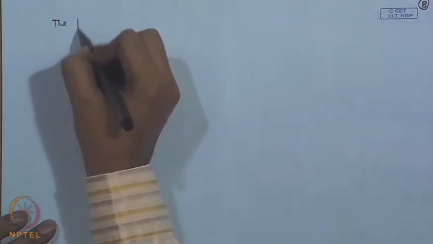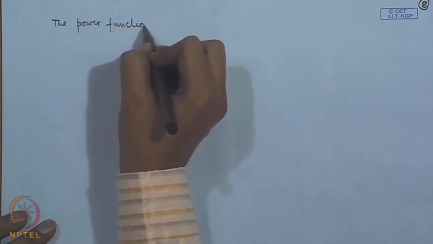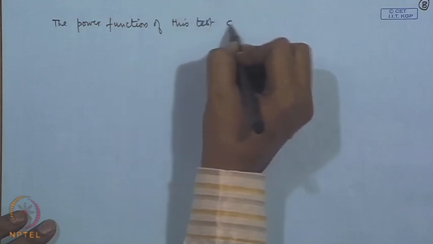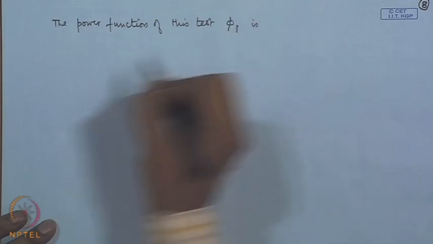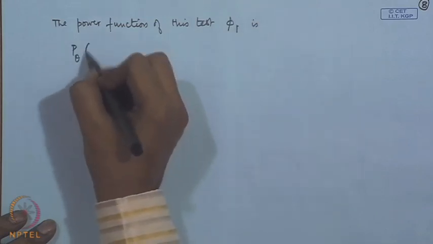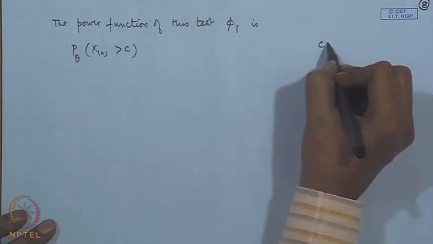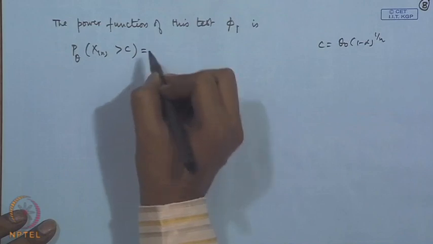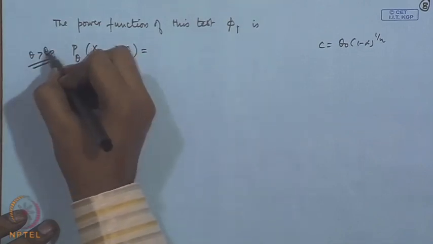The power function of this test, let me call this test phi 1 say. So, that is probability of x n greater than c, where c is actually theta naught into 1 minus alpha to the power 1 by n, and here theta will be greater than theta naught.